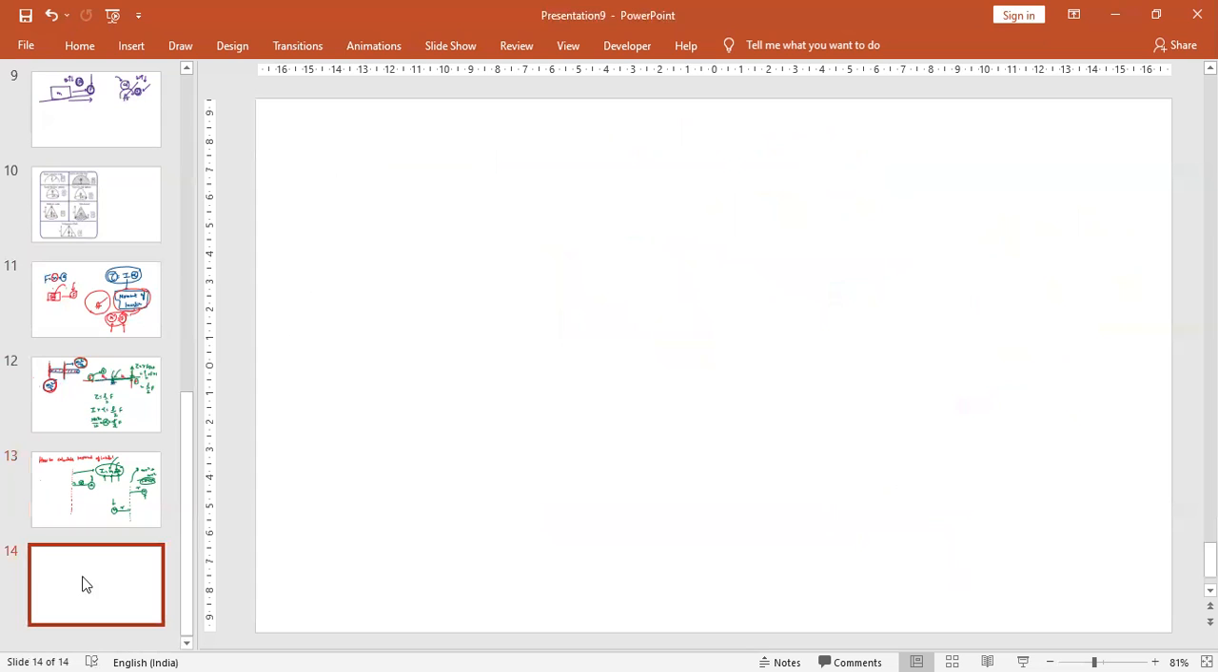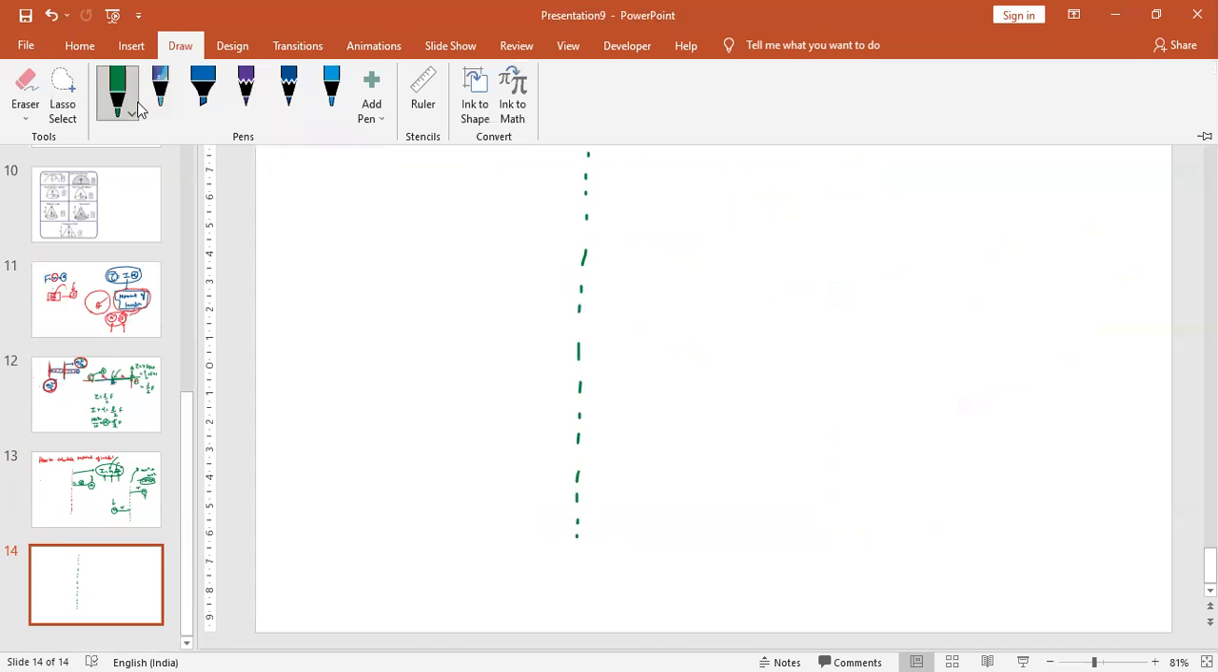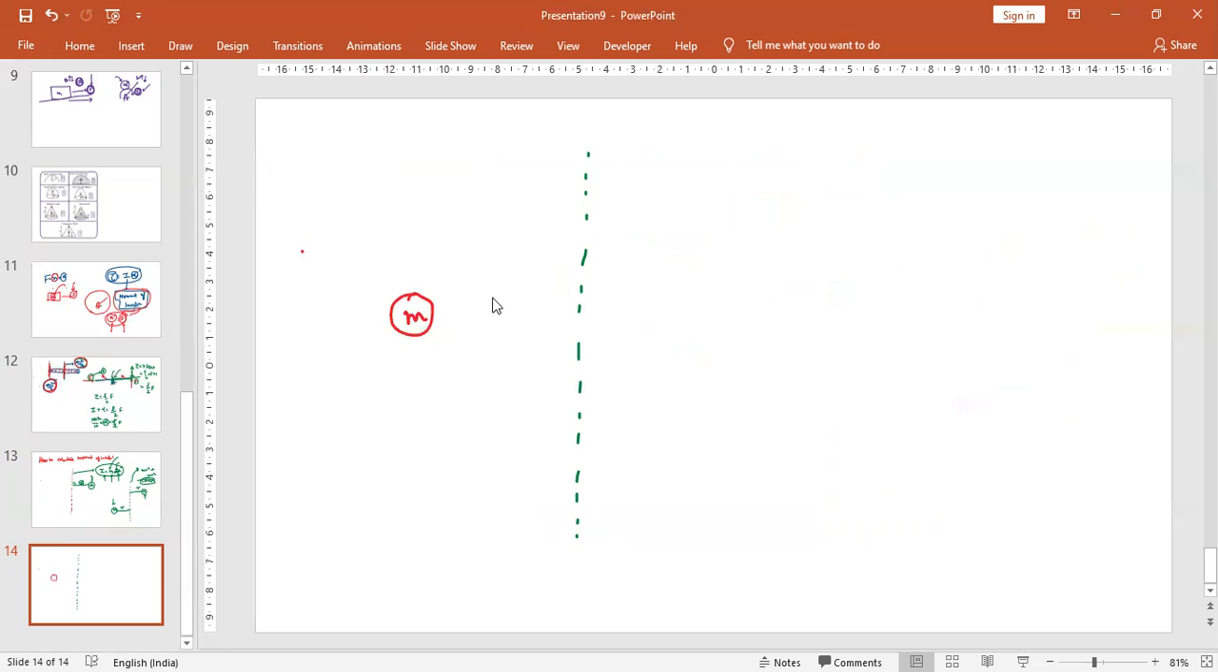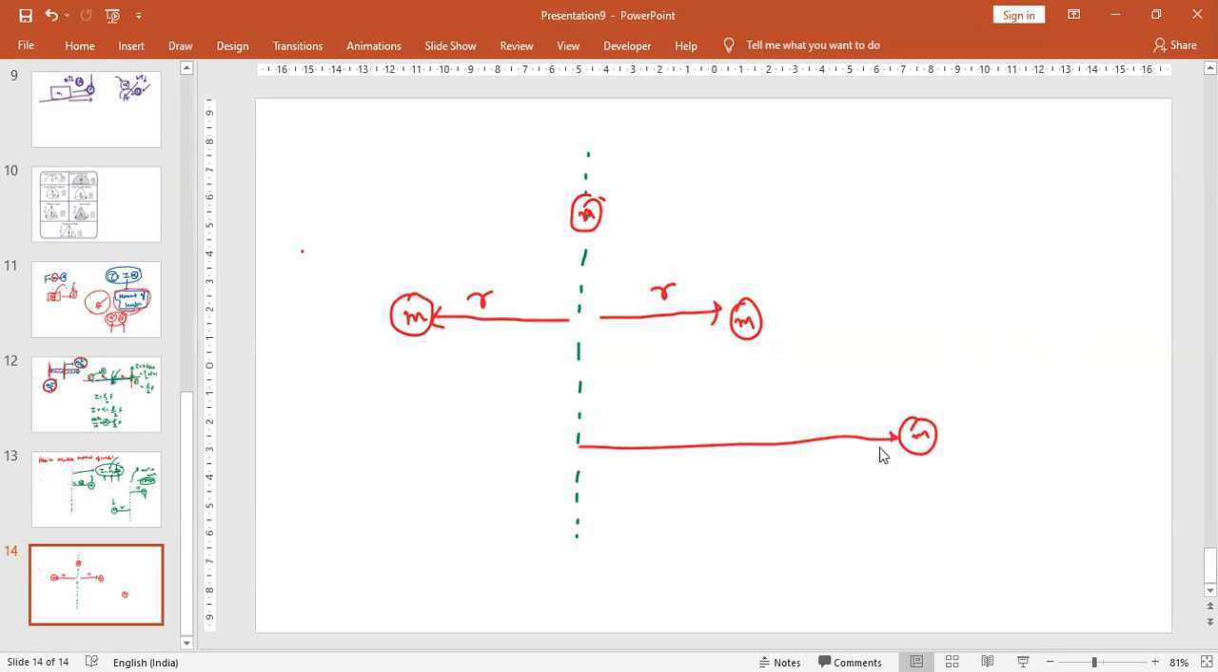Suppose I ask you this question. Suppose that we have an axis like this, and suppose we have four masses placed like this. One mass m is here, another mass m is here, another mass m is here, and another mass m is here. Suppose this is placed at distance r from the axis. This is placed at distance r from the axis. This is placed at distance 2r from the axis. My question is, what will be the moment of inertia about this axis? Try to find out.